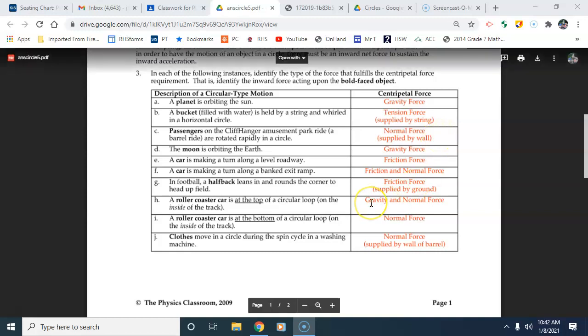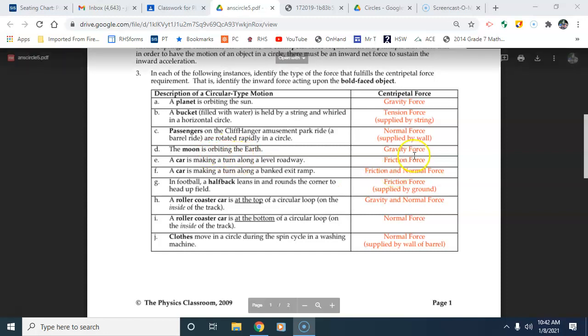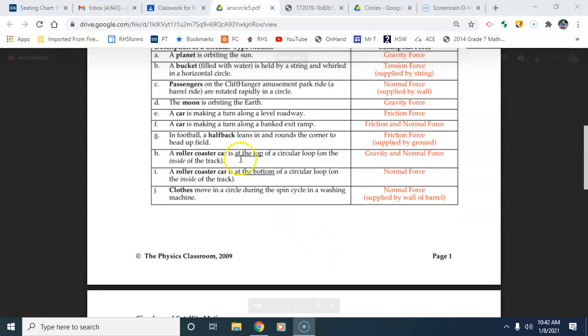All right. D, there's orbiting. I don't care what is orbiting. If it says orbiting, the answer is gravity. A car is making a turn on a level roadway. We went over this situation yesterday. A car rounding a turn, that's friction.